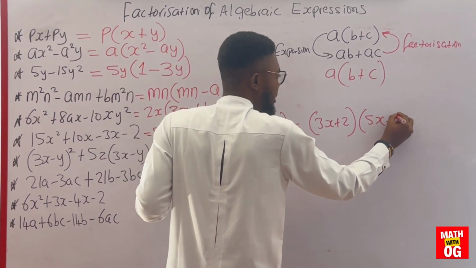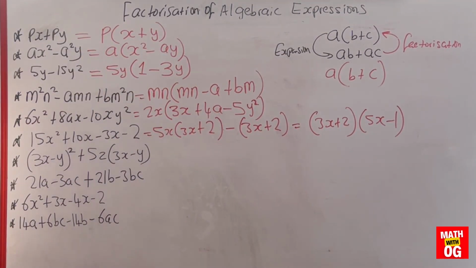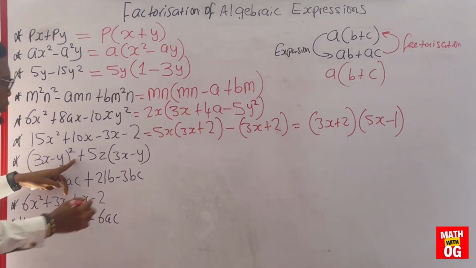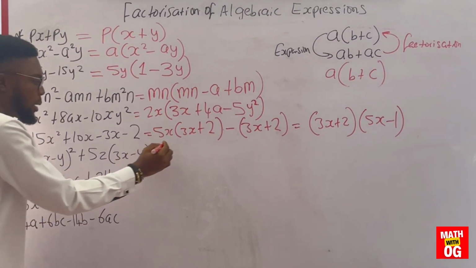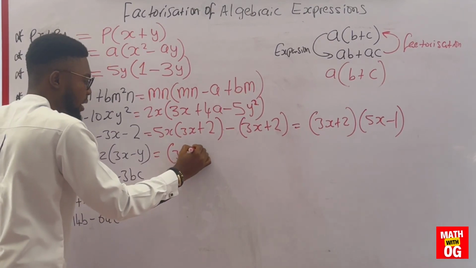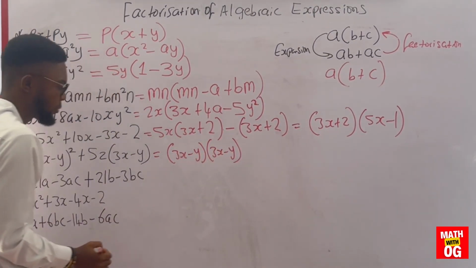So here you have a -1. So that's the answer to the question. Over to the next question. We have (3x - y) all squared. So let me break it down so that you can see it properly. (3x - y) all squared can be written as (3x - y) multiplied by (3x - y).